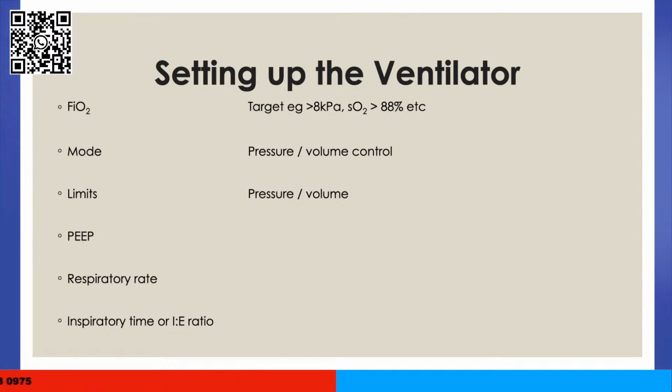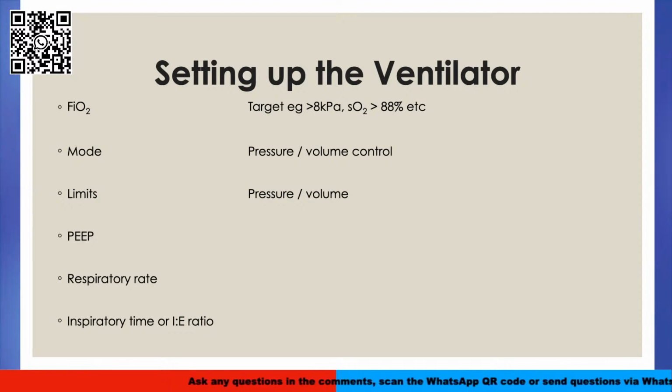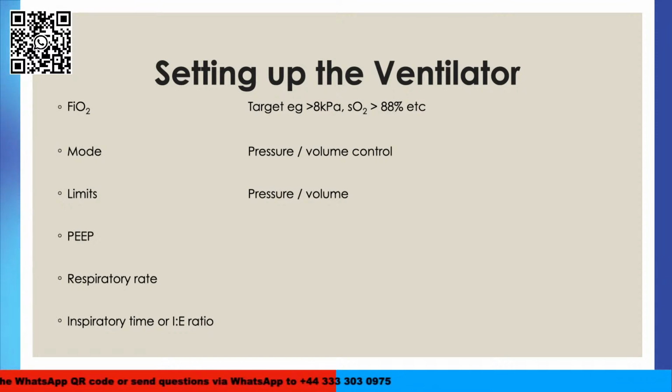It's important to let whoever's looking after the ventilator know what you're looking to achieve with your ventilation. So it's always a good idea to say we're aiming for, for example, a PaO2 of greater than 8 kilopascals or saturations of greater than 88%. And you can titrate this depending on why the patient's ventilated and their background and what you're hoping to achieve. So in ARDS you might have different settings.